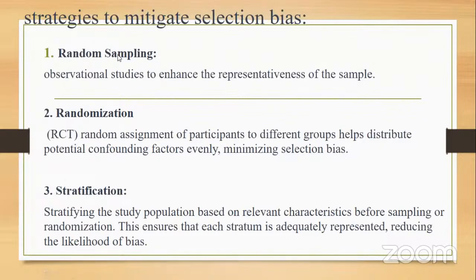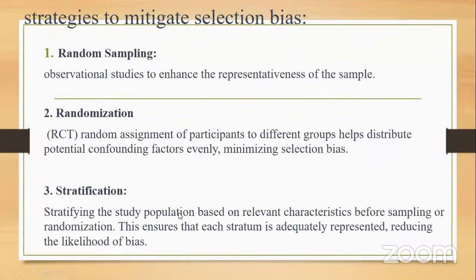So, keeping those examples in mind, we should follow some strategies to try to mitigate selection bias. First of all, and most importantly, we should always do random sampling, especially when we are doing an observational study, so that we can enhance the representativeness of the sample to the true population. On the other hand, if we are doing a randomized controlled trial, we should do proper randomization to both arms of the study so that we can minimize the confounding and make the two arms very much similar.